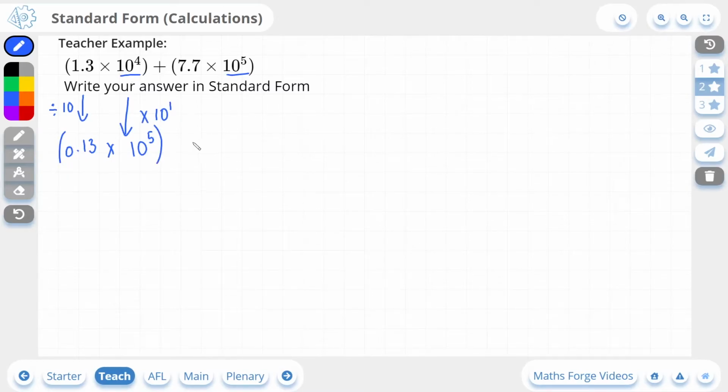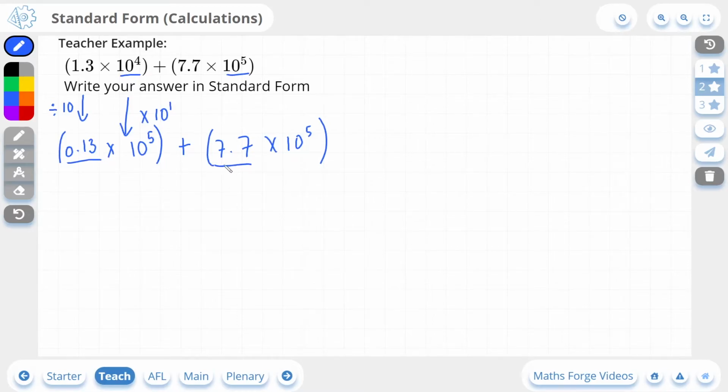I'm going to put brackets around it, and now we're going to add it to 7.7 times 10 to the power of 5. So we've succeeded in getting the powers of 10 to be the same. And the reason this is important is because now the calculation is very straightforward. If your powers of 10 are the same, all you have to do is add these two numbers here to the left, and that's it.